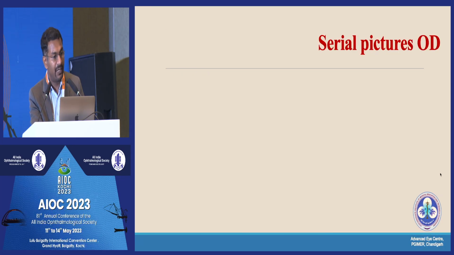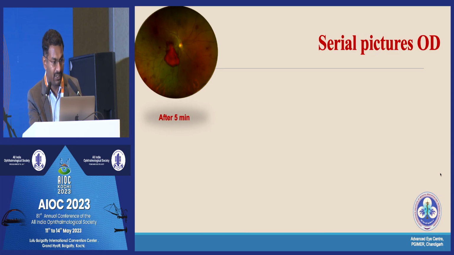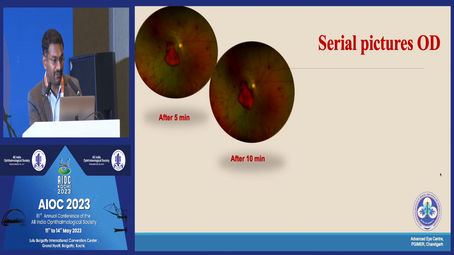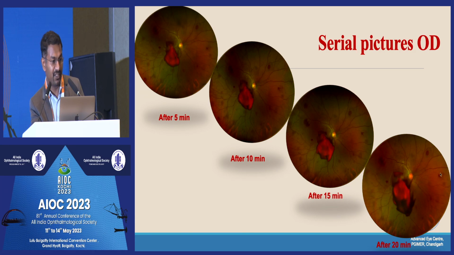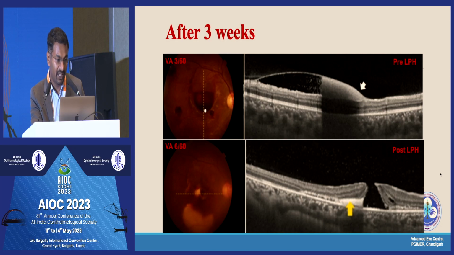This is the serial picture after the procedure, taken after 5 minutes, this is after 10 minutes, this is 15 minutes, and this is after 20 minutes. In all the pictures, the blood is trickling down into the vitreous cavity. This is after 3 weeks post-operative. The first one is at the time of presentation, where the visual acuity was 3/60. After 3 weeks, the visual acuity improved to 6/60, and we noticed a full thickness macular hole with migration of the blood into the subretinal space.